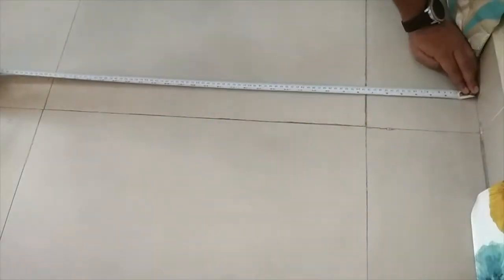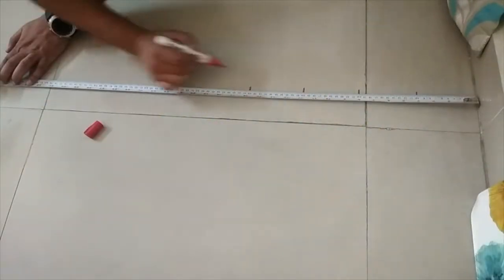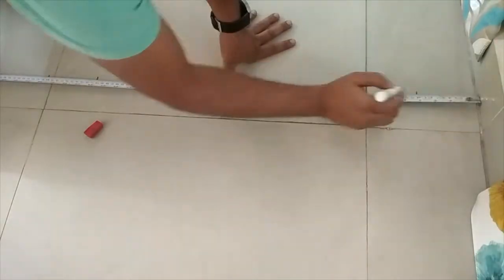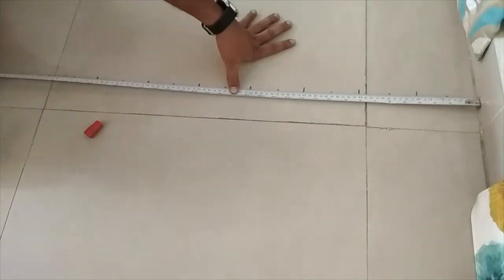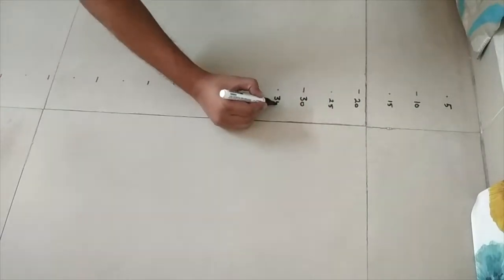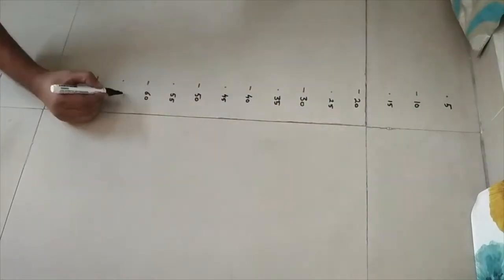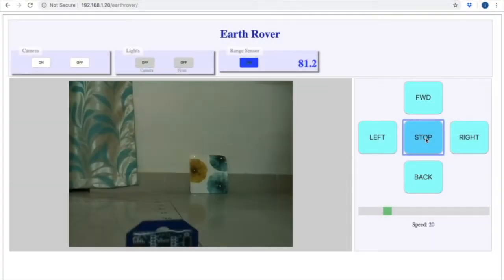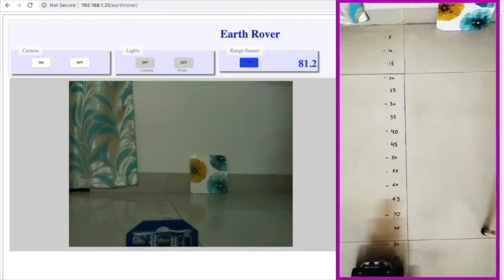Starting with the demo first, let's measure the accuracy of the sensor by comparing the calculated distance from the wall to the actual distance. The scale denotes distance from the wall in centimeters. Placing the EarthRover on the ground scale with the sensor facing the wall, the right box shows the video captured from the top to get a clear reading of the ground scale.